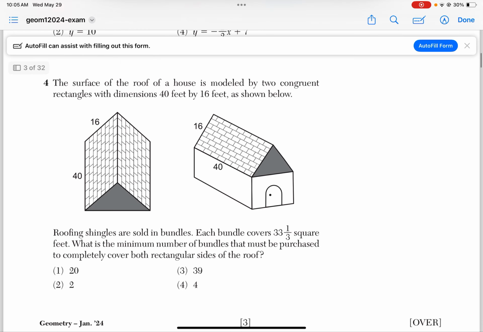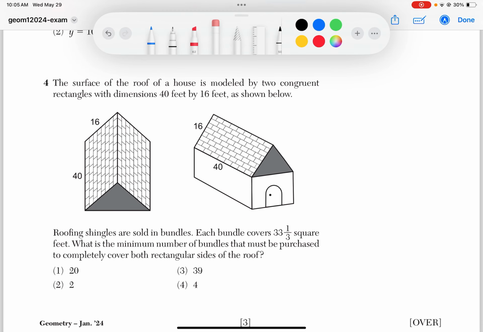Yeah. Moving on, number 4: the surface of the roof of a house is modeled by 2 congruent rectangles with dimensions 40 by 16. Area of a rectangle is length times width, so it's 16 times 40, which is 640 square feet. And there are 2 of these, so we multiply by 2. We're dealing with 1,280 square feet of roof surfacing.